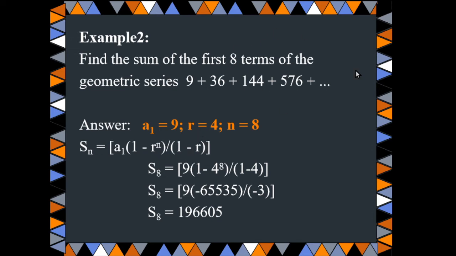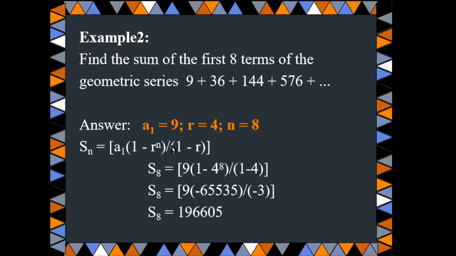Next example: find the sum of the first 8 terms of the given geometric series. You can see we call this a geometric series because we have the addition symbol here. If it were a comma, we would call it a geometric sequence. We need to identify the first term, the common ratio, and the value of n, the number of terms to be added. The first term a sub 1 is 9, the common ratio r is 4, and n is 8 terms.